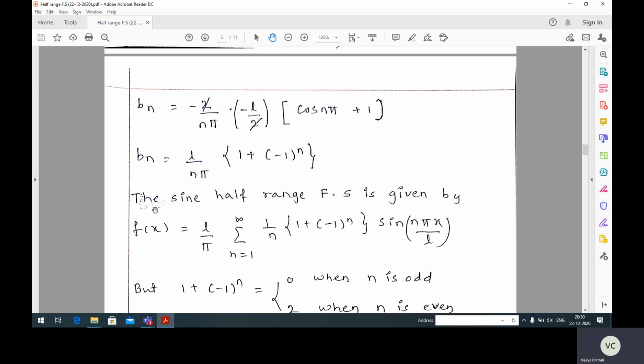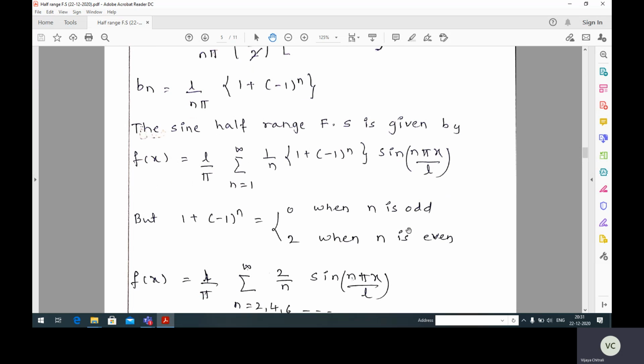So f of x is equal to L divided by pi, summation n is equal to 1 to infinity, 1 by n, (1 plus minus 1 raised to n) sine n pi x by L. But 1 plus minus 1 raised to n is equal to 0 when n is odd. Right, so for odd numbers, minus 1 raised to n, what will you get here? Minus 1 you will get.